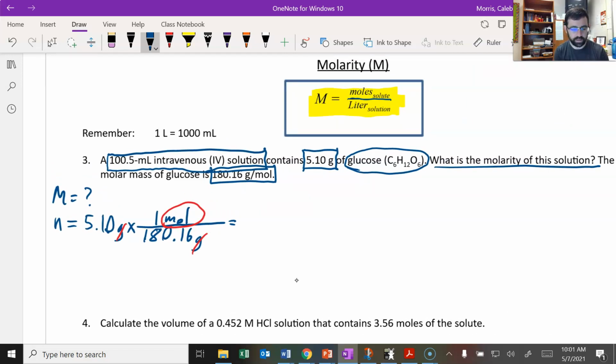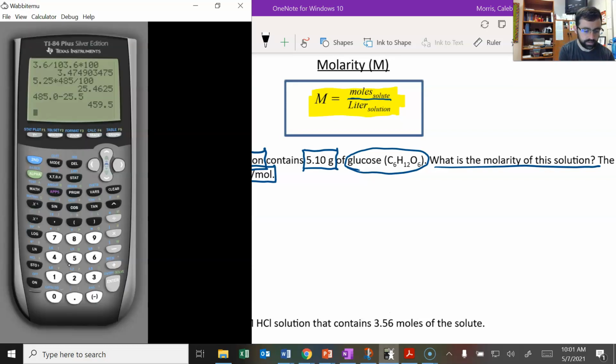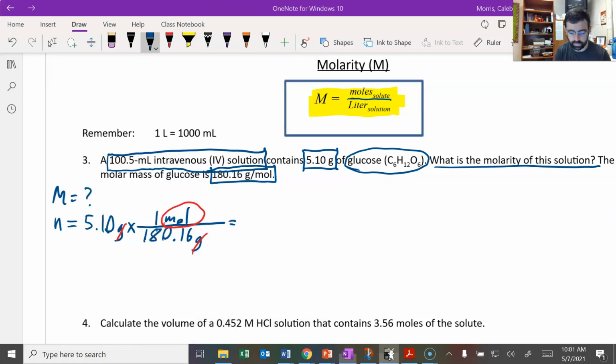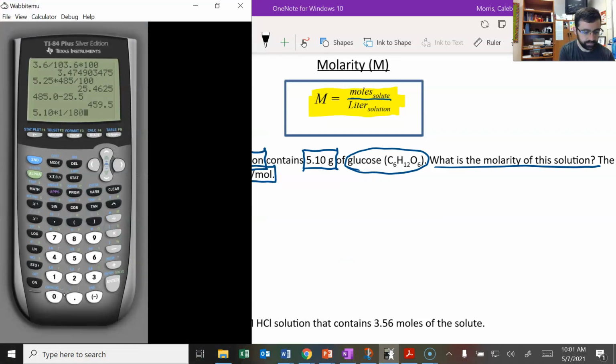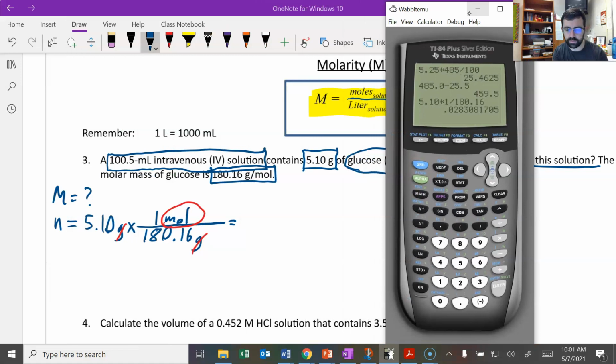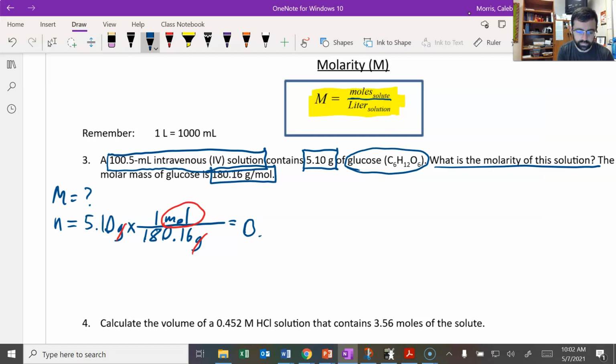So let's do that real quick. 5.10 times 1 over, I believe it's 180.16. That gives 0.0283 moles of solute. And then our liters of solution, that's the volume.